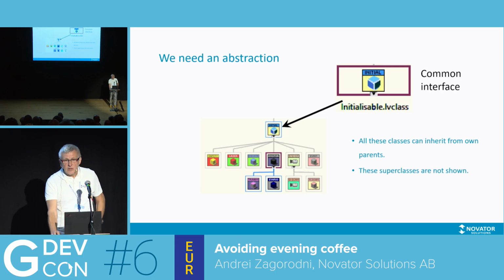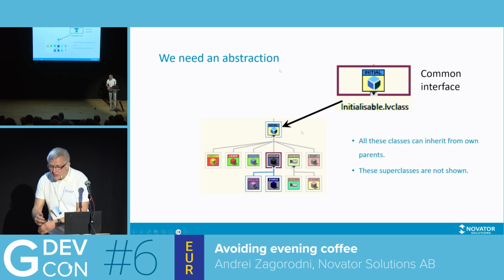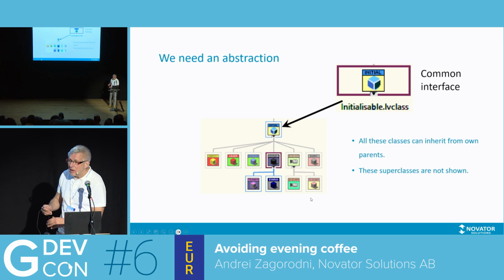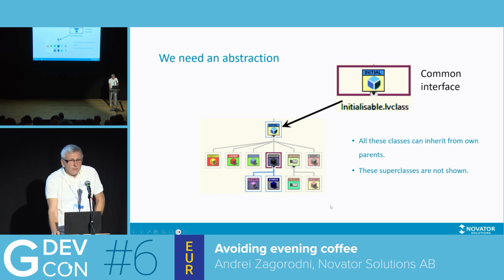So we introduced an interface, and I call it initializable units. And what does this interface do? Oh, I forgot to mention that I use GOOP4. It means by-reference classes, but the concept is fully applicable to native by-value classes. But as usual with by-value classes, you have to work more, but it is not a question of this lecture.